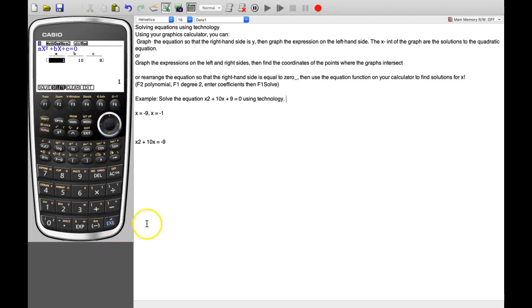It's really important in this topic that you have a good grasp on how to use your calculator. We'll talk a bit more about that when we're doing graphing.